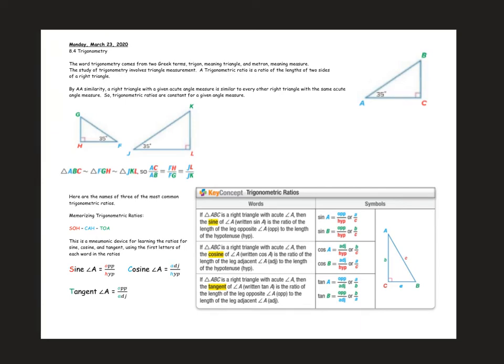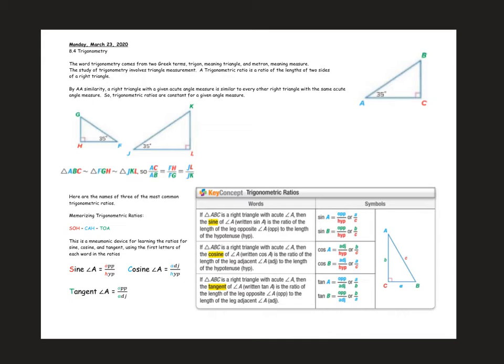Today's discussion is going to be on trigonometry. We're going to break trigonometry up into three parts, and today we're just going to learn the basics. The word trigonometry comes from two Greek terms, trigon meaning triangle and metron meaning measure. So we get the word trigonometry, and trigonometry involves triangle measurement.